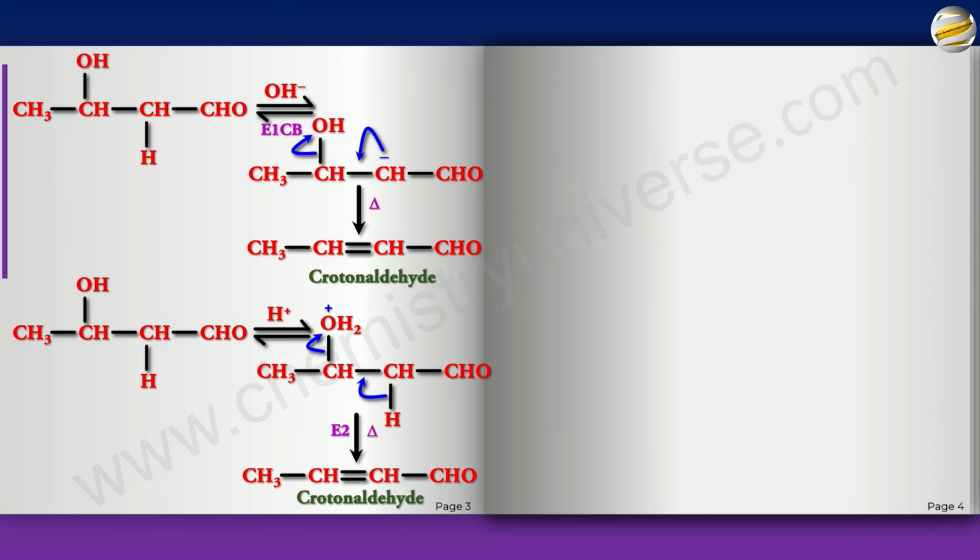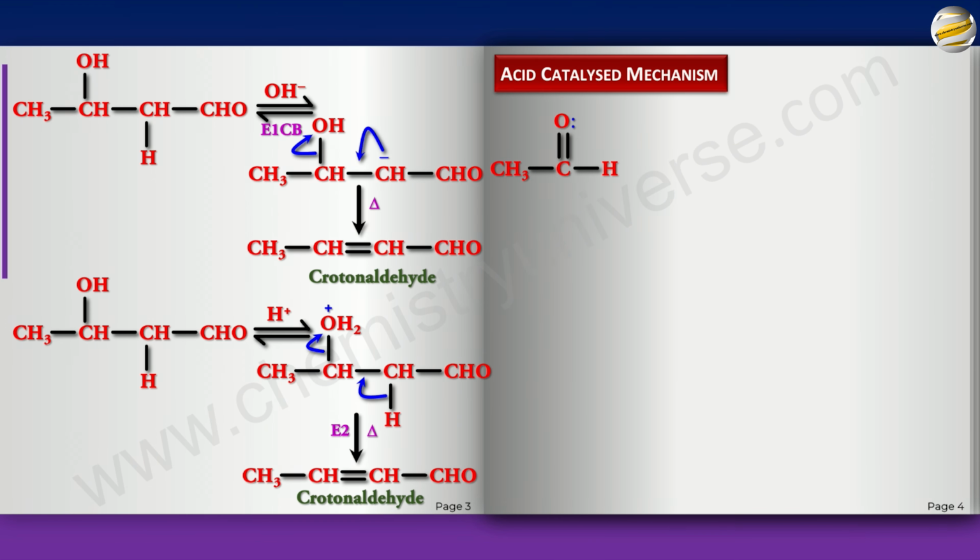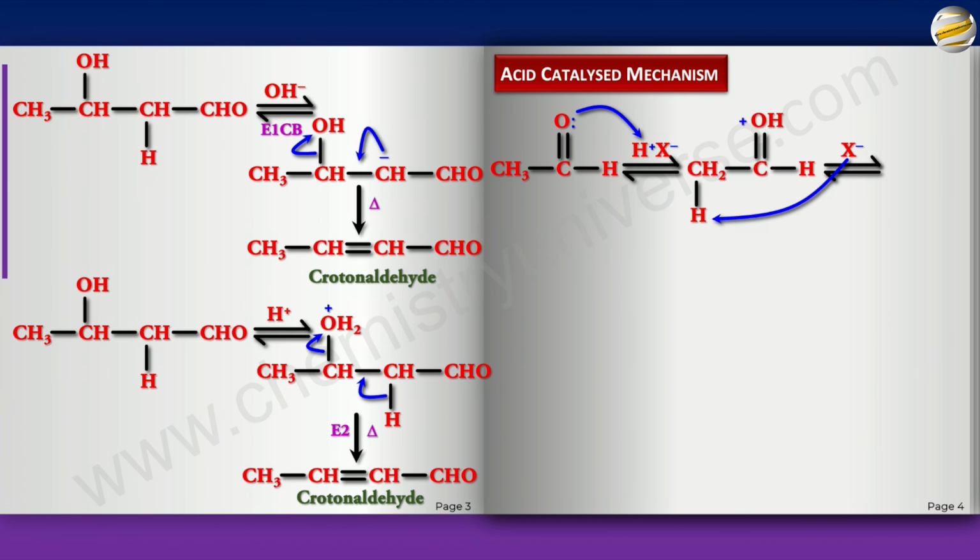Okay. Now let's do acid catalyzed aldol. Again, you have this aldehyde. You must have added some kind of an acid. Let's say HX is the acid. Now the O lone pair picks up the H plus, and you get this protonated species. Now the X minus takes the proton from the alpha carbon, and you get this double bond, and this bond moves to OH. You get an enol basically.